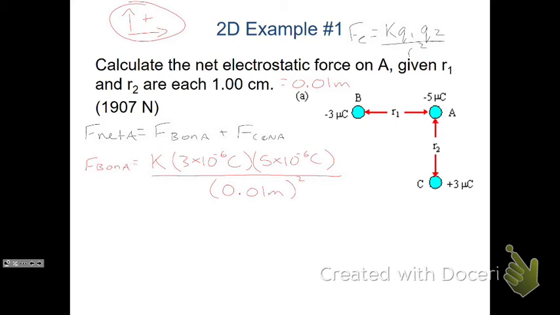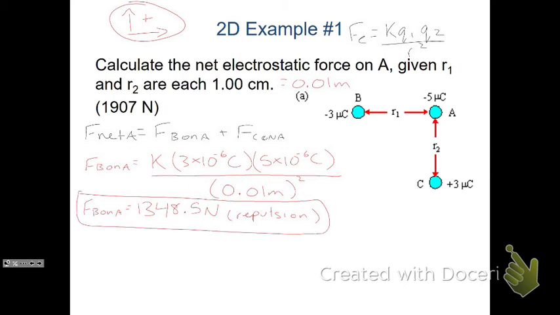And F B on A, I get is equal to 1,348.5 newtons. And B and A are both negative, so it's repulsive. Good. Okay, I'm just going to hang on to that one. And we will do the same for force of C on A.